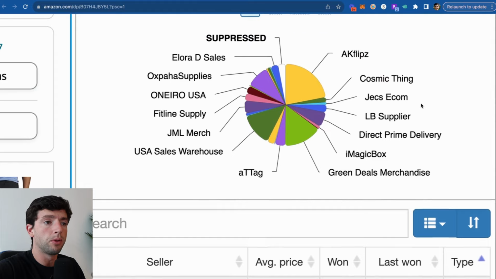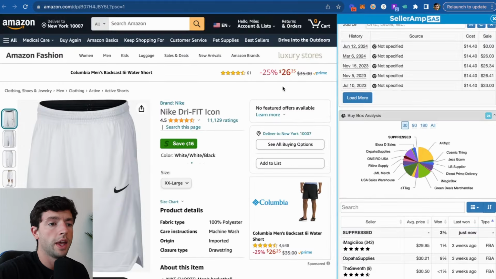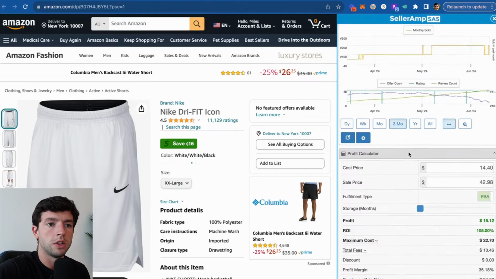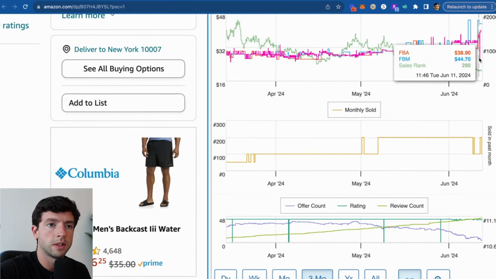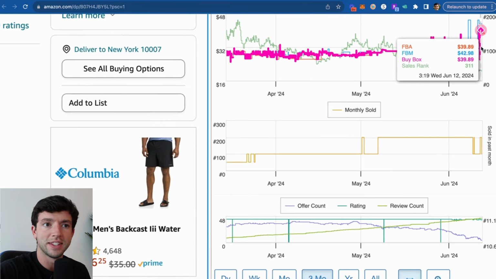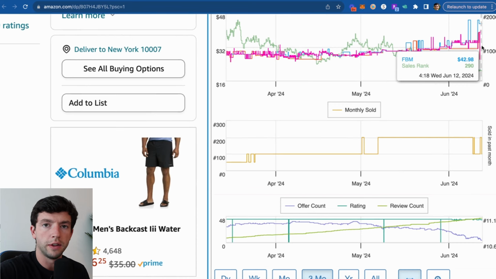A really, really important thing to note is do not automatically avoid stuff that shows suppressed right here. When that happens, typically it means that Amazon just took away the buy box because the price was going up. If we take a look at the chart on a product like this, we can see that is absolutely the case. Right here, Amazon really, really recently took away the buy box. Do not automatically avoid stuff that doesn't have a buy box. Take a look if it's actually selling. Typically, if they take away the buy box, it means the price recently went up, which means most likely people are making money on that listing.